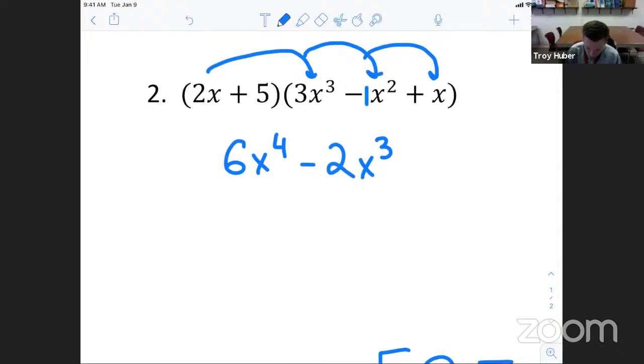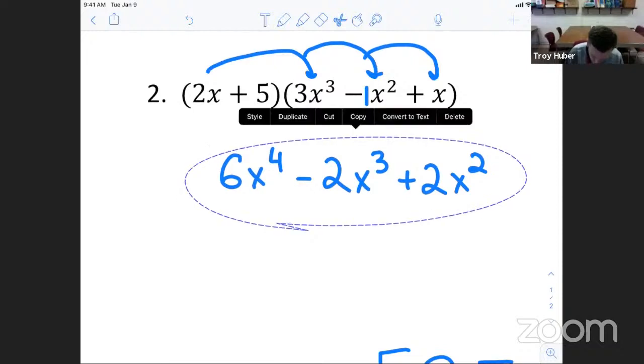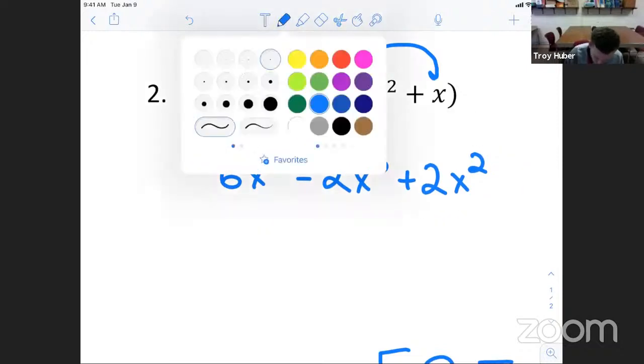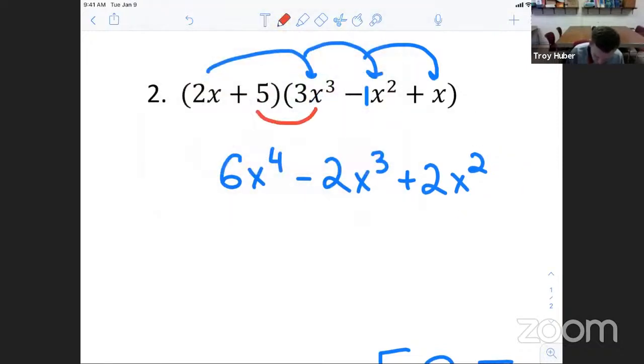And lastly, we have 2x times x. So that's going to be 2. X times x is x squared. But now we're not done yet. We also have to multiply this 5 to each of the terms in that second polynomial. So we have to do 5 times 3x cubed. So 5 times 3 is 15x cubed.